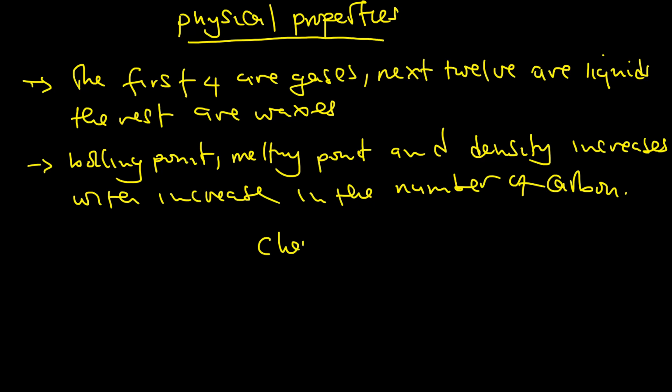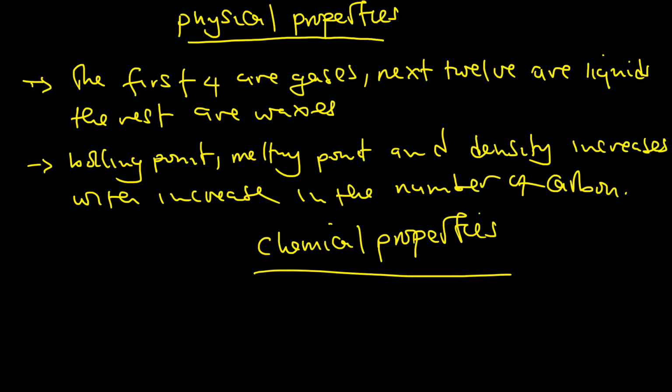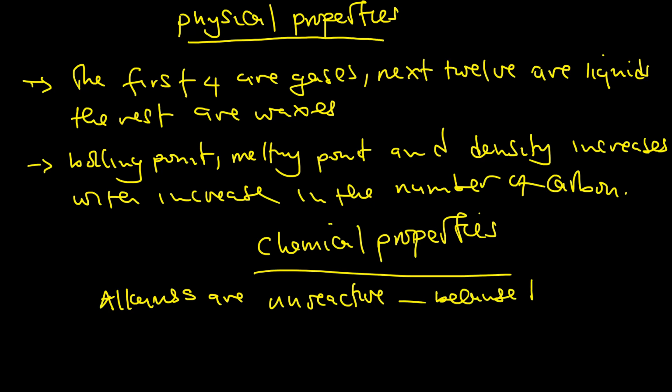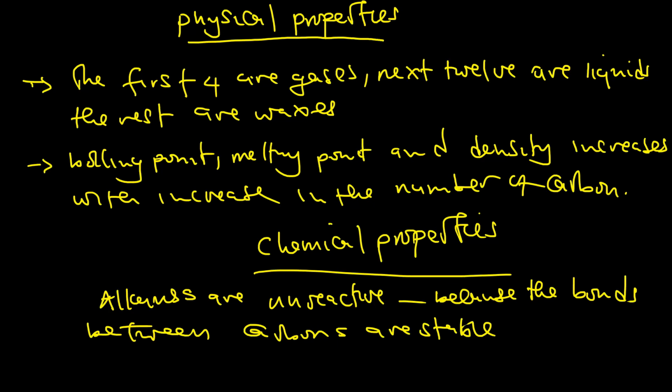Okay, now let us look at their chemical properties. Chemical properties, we said, is how they react. When you hear of chemical properties in chemistry, think of the reaction. From the start, we said they are non-reactive. So we can say alkanes are generally unreactive. What is the reason? Because the bonds between the carbon atoms are stable. Okay? The bonds between carbons are stable. And of course, the molecules lack a specific site for chemical attack.